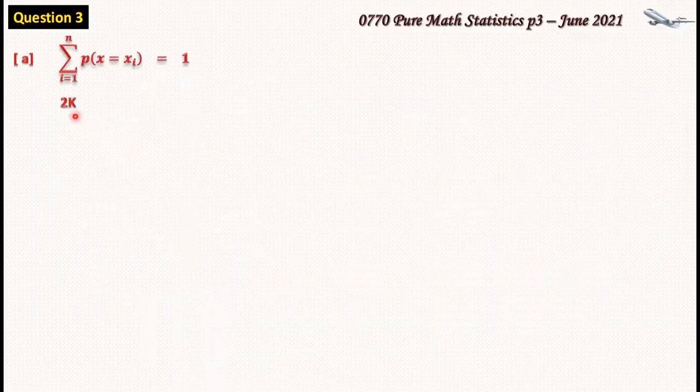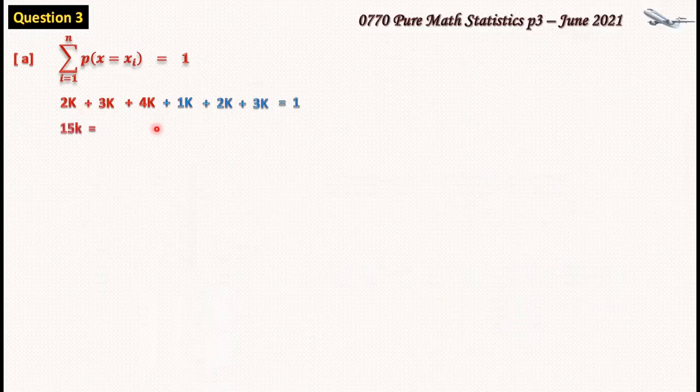For the first case, we have k into 1 plus 1, which is 2k, plus k into 2 plus 1, which is 3k, plus k into 3 plus 1, which is 4k. Now from x equals 4, we are using the second part of the function: k into 4 minus 3, which is k, plus k into 5 minus 3, which is 2k, plus k into 6 minus 3, which is 3k. The sum of all of this should be equal to 1. So we have 15k equals 1, and of course, k equals 1 on 15.